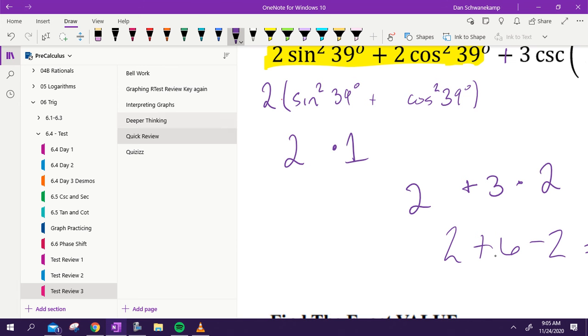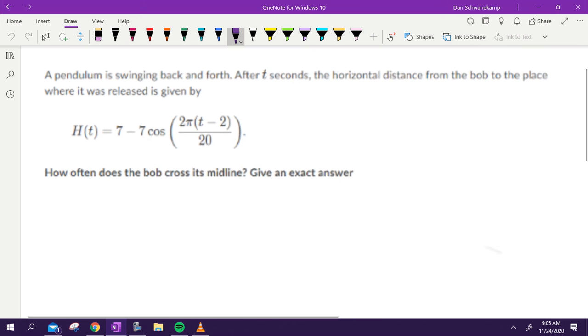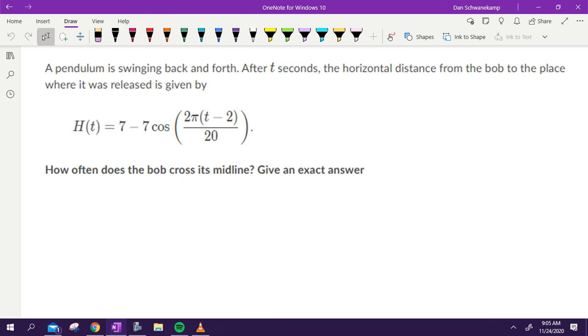Let's do a little bit deeper thinking here. I like this question. It looks a little bit weird, but think about what's going on. A pendulum is swinging back and forth after t seconds. The horizontal distance from the bob, so that's just the end of the thing, to the place where it was released is given by that equation. So imagine what's happening here. You've got a pendulum. Here is the middle. It's swinging back and forth, swinging back and forth. How often does the bob, this thing, cross its midline? Give an exact answer.